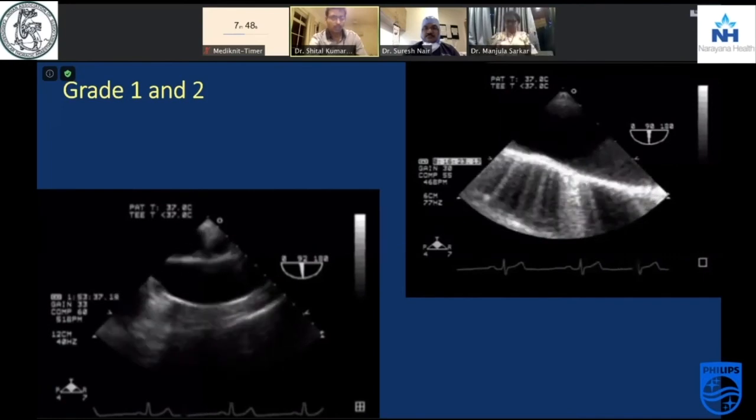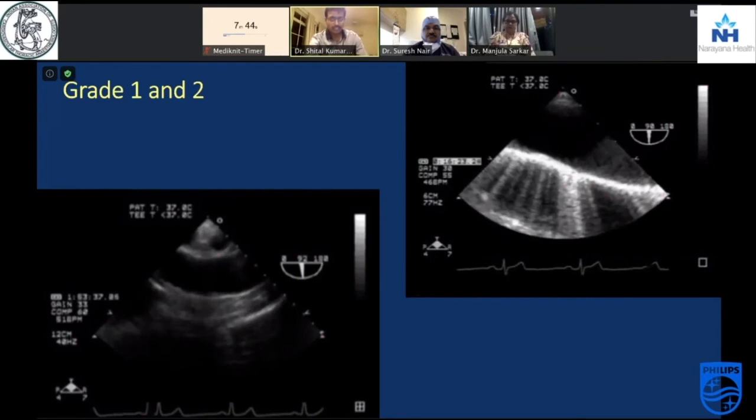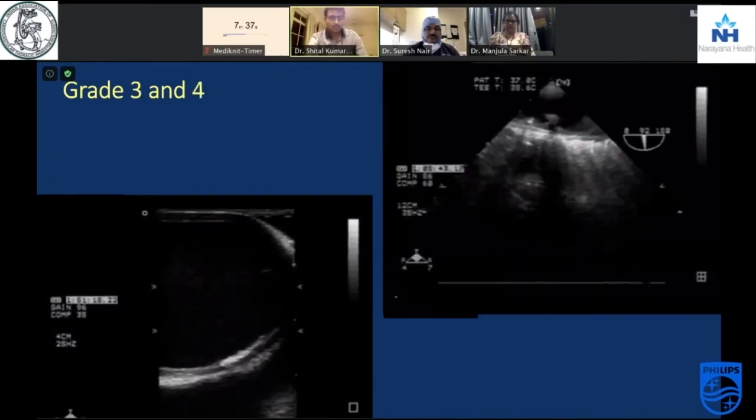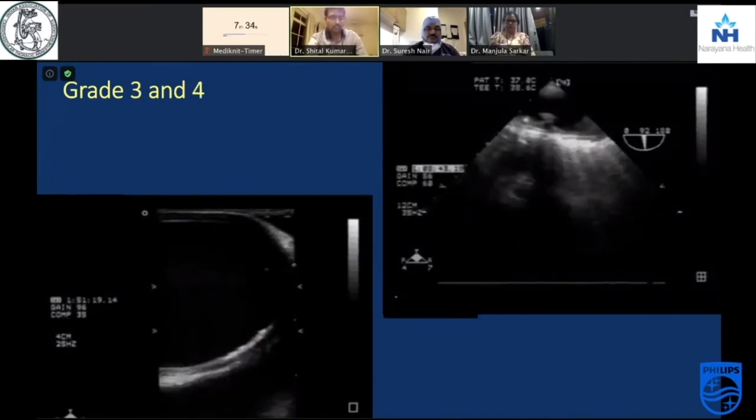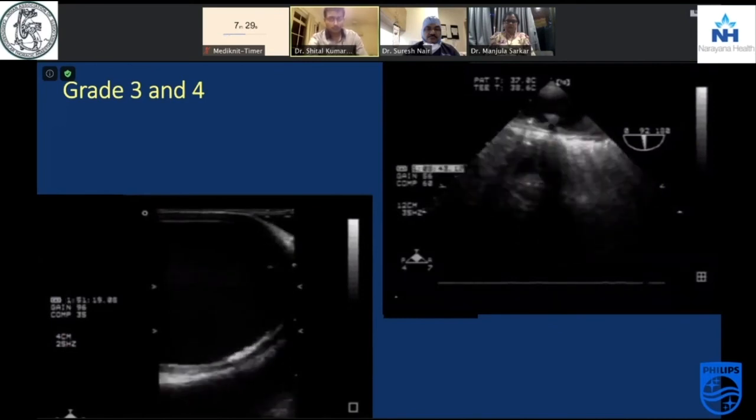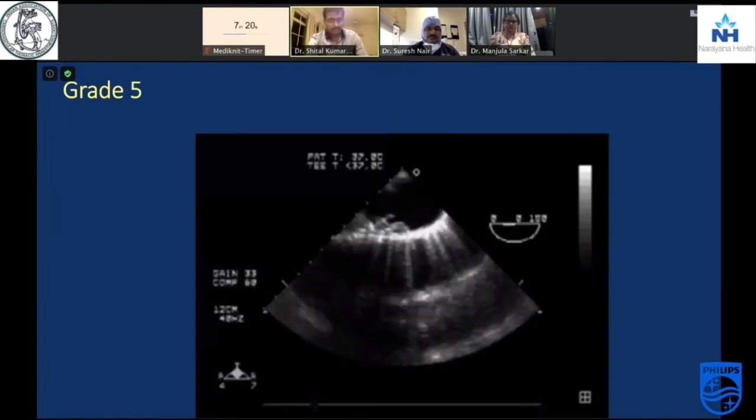So that's grade 1, which is the bottom left. Grade 2 is seen in the upper right of the image, where we can see this thickening. Grade 3 is seen in the bottom left image. Grade 4, more than 5 millimeter, is seen on the upper right image. It is non-motile. And grade 5, in this video, you can appreciate the motile atheroma.